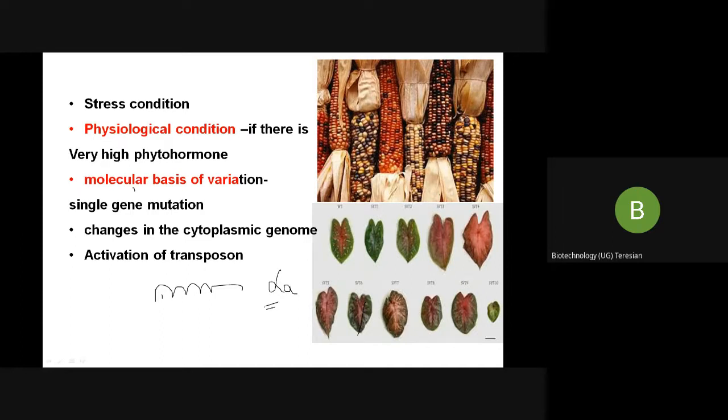So, physiological conditions. Okay, we have talked about the stress conditions. Now the physiological condition, for example, depends on the genetic makeup of the explant which you are using, or the culture condition, or the concentration of the media. So the physiological condition can also form a somaclonal variation in your plant. Okay, so what are these physiological conditions?